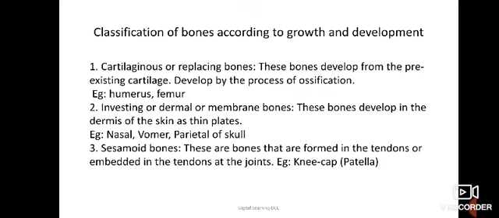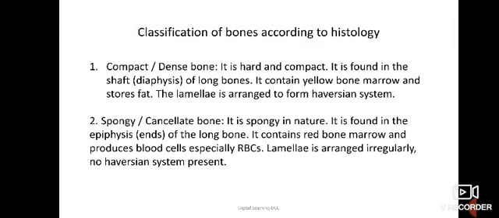The second type is investing or dermal membrane bones. These bones develop in the dermis of the skin as a thin plate. Examples of this type of bones are nasal, humerus, parietal of the skull. The third type of bone here is the sesamoid bones. These are bones that are embedded in the tendons at the joints. An example of these sesamoid bones is the kneecap, also called the patella.